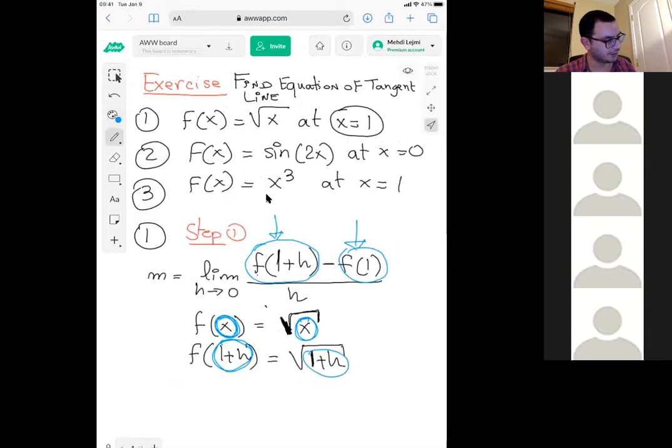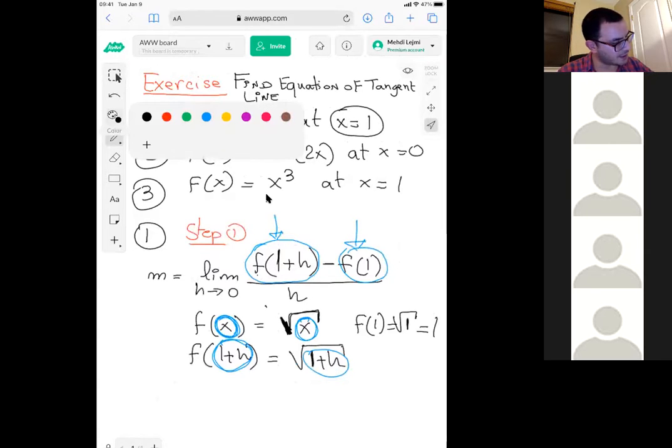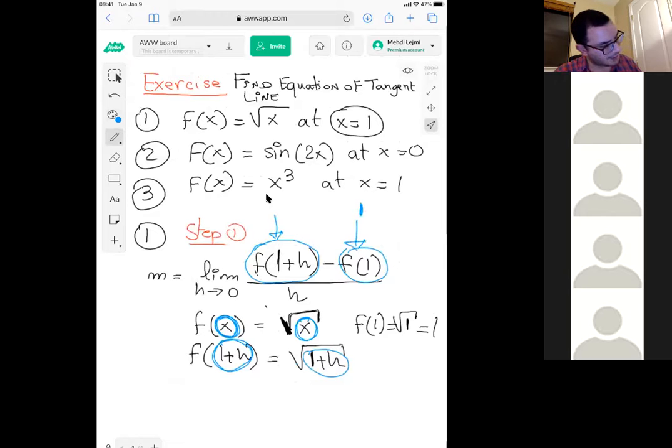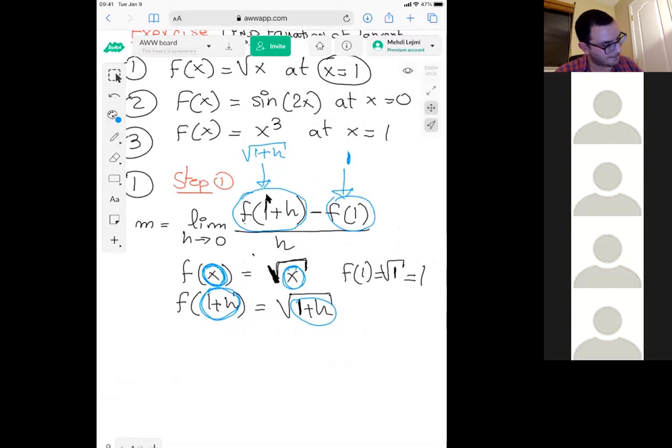So let's compute f of 1. Well, f of x is square root of x, so f of 1 would be just square root of 1, which is, of course, 1. Okay, so this is 1, and here this is square root of 1 plus h. I think what I did wrong is I wasn't writing it in the square root. I was just putting it in parentheses instead of putting it in the square root.